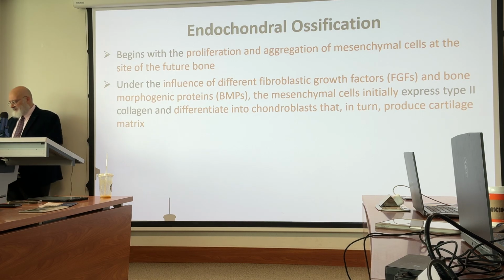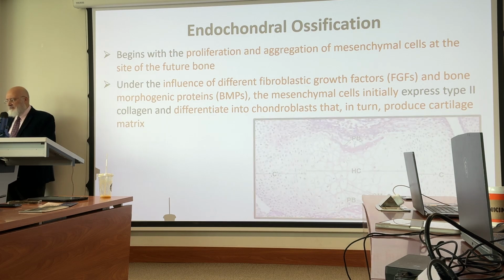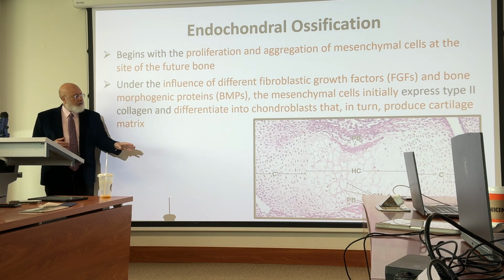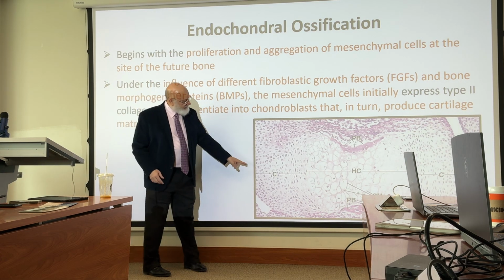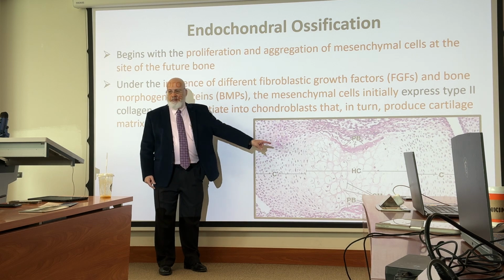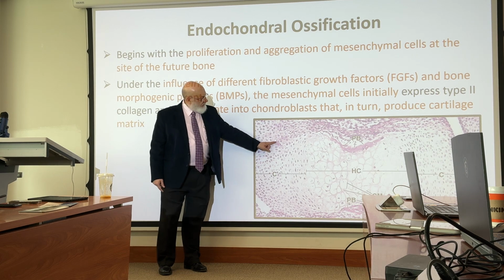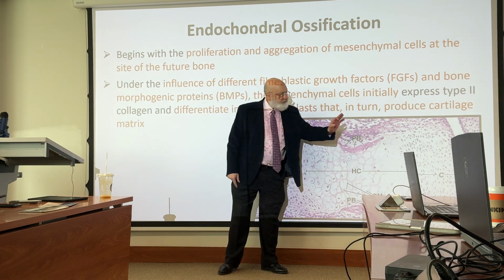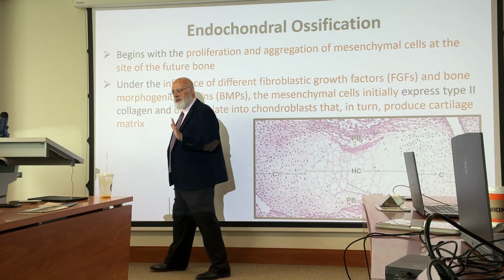So those cells become chondrocytes, which express type 2 collagen, and they make a template that looks like a bone, which is this one. This is a long bone, with two epiphyses, and you can see the shaft here. It's short, of course, it's an embryo, and it's all made of cartilage, there's no bone here.